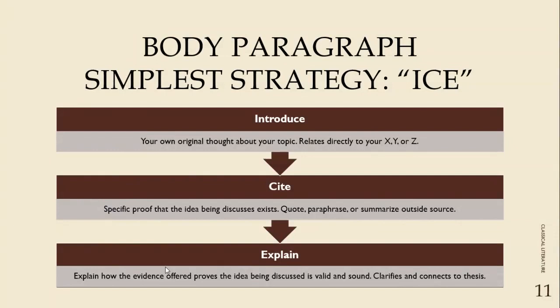Here's ICE. You introduce the topic. So you introduce your X, Y, or Z. Now you cite. You bring in that outside source. You use that quote, paraphrase, summarize, whatever. And then you explain it. And you can repeat that cite, explain as many times as you need to. You can have a recursive loop between the two, and then you can move on to the next paragraph. So that's the ICE method.